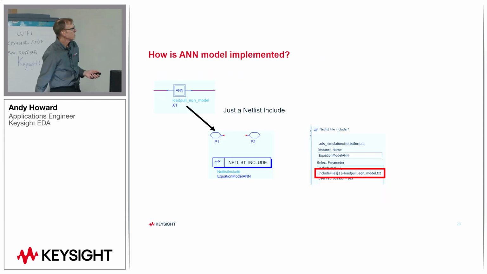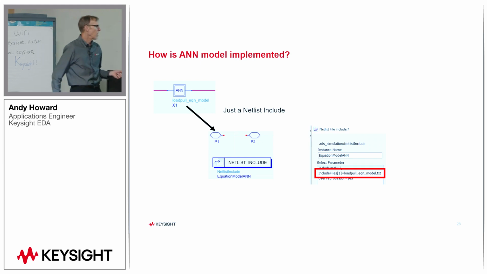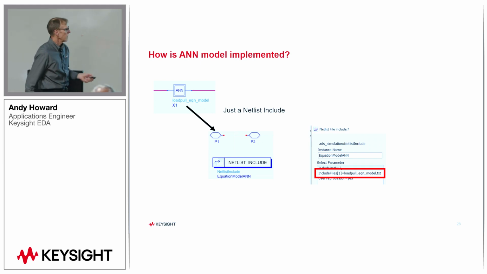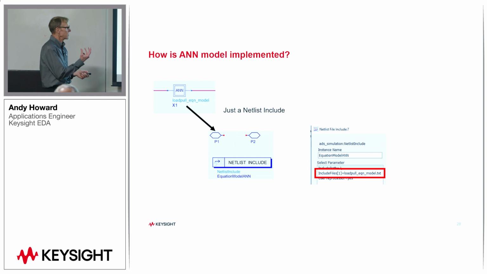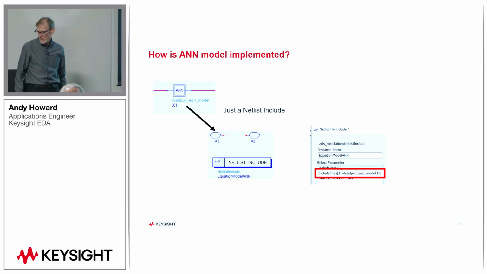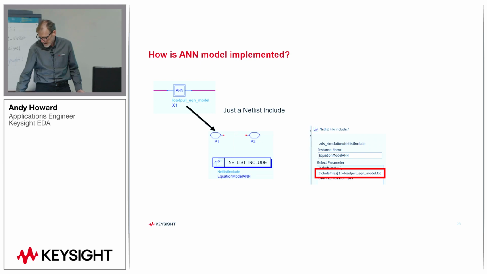Then the ANN model is implemented using a netlist include component. This is a standard component in ADS that allows you to read in a netlist fragment, and that's what this is. It's a piece of text that has the ANN equations.